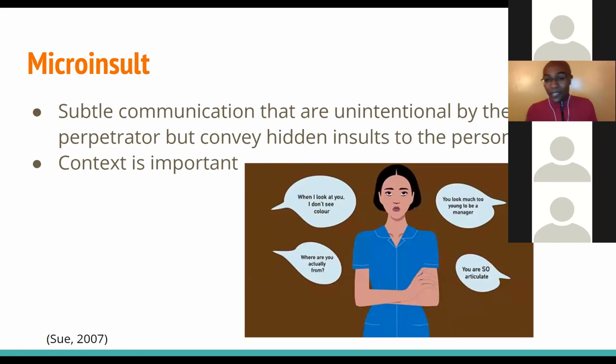Now, microinsults are more subtle, usually unintentional by the perpetrator, but convey hidden insults. This is the, oh, you're so articulate, or you don't really look like a manager. I wasn't expecting someone like you.